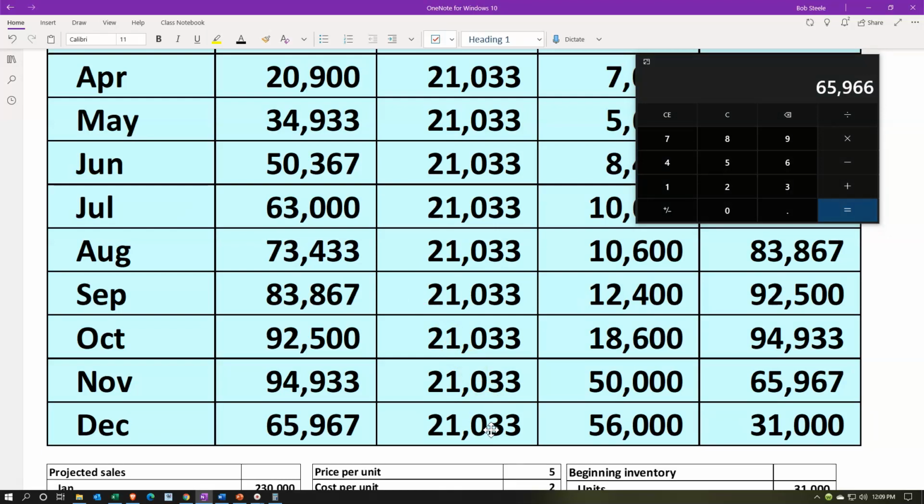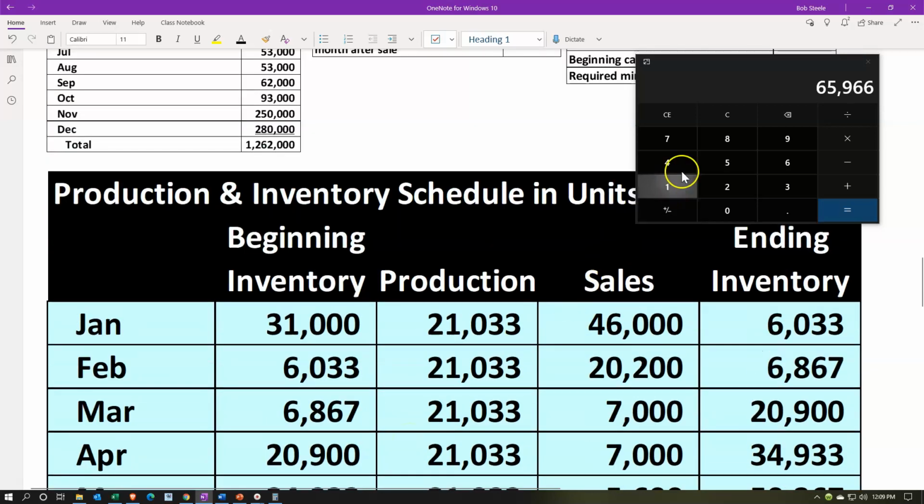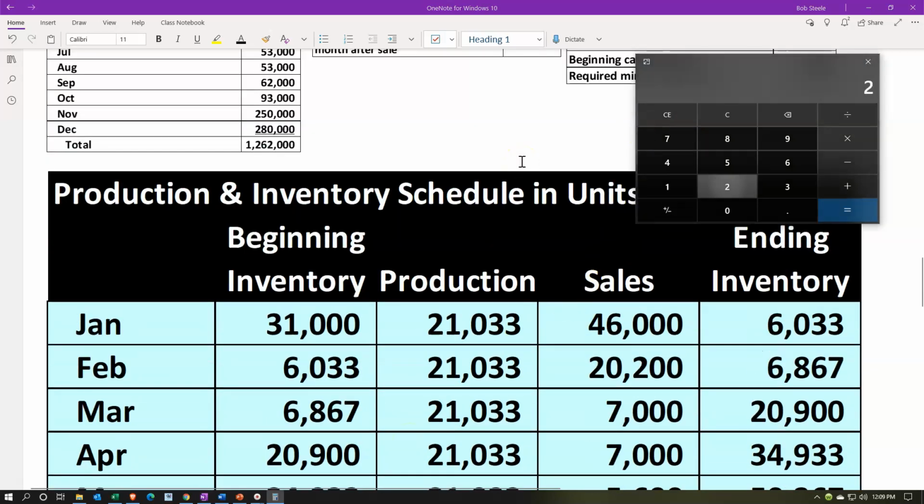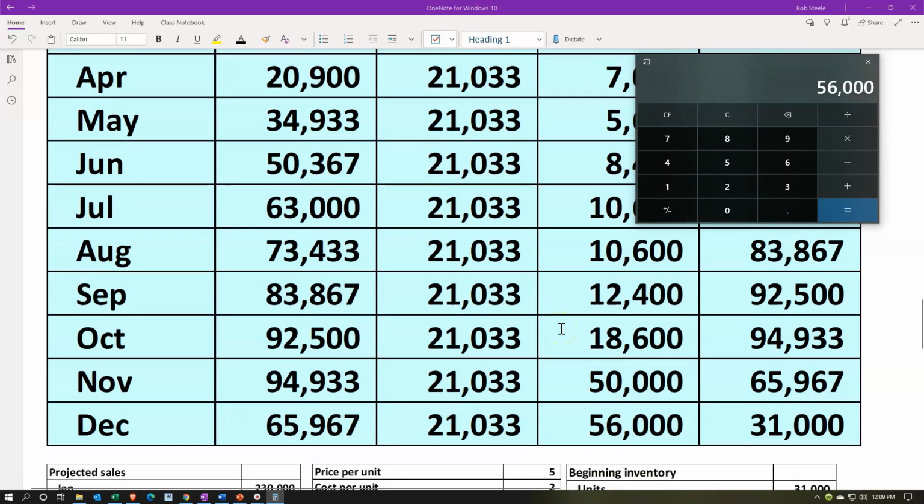And then at the end here, we're going to say, all right, then we've got the 65,967, 21,033. We're still going to produce the same amount, even though December is going to be our biggest month. We're not worried about the production process. We're just producing just like normal, just like all year long. We're not killing ourselves at the end of the year.